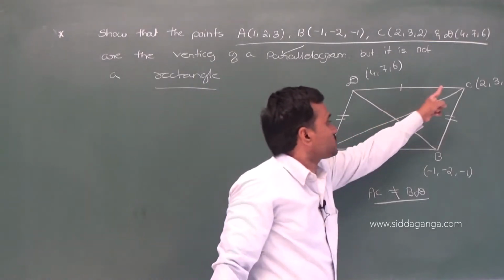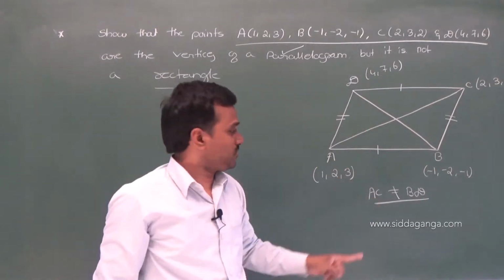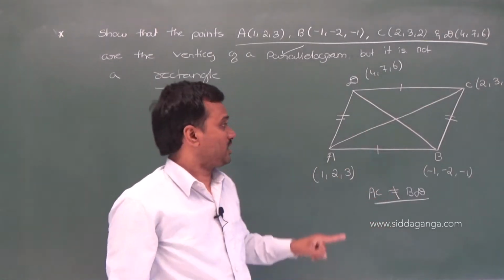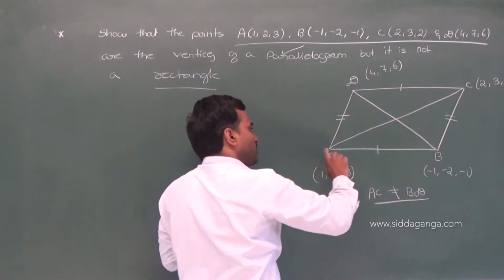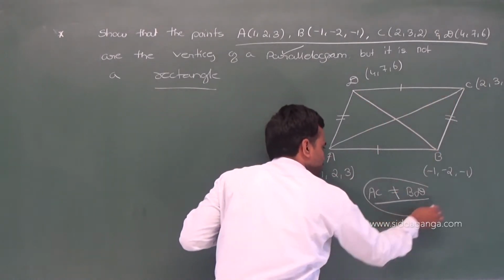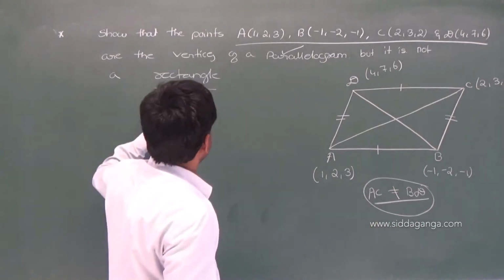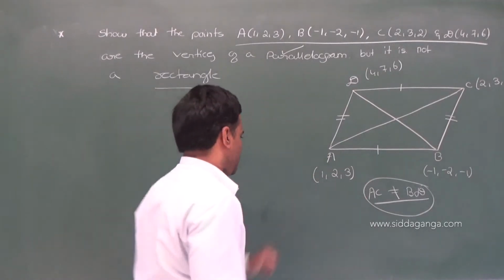If the diagonals are equal, meaning the distance AC is equal to the distance BD, then ABCD is a rectangle. Firstly, we prove opposite sides are equal. Then we find the diagonals AC as well as BD. If AC is not equal to BD, then we say that ABCD is a parallelogram, but it is not a rectangle. Check one by one.